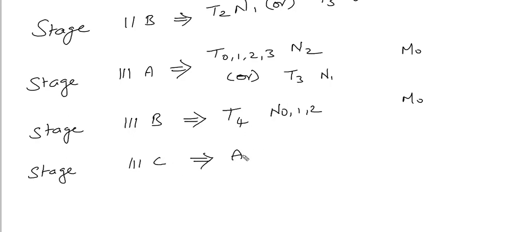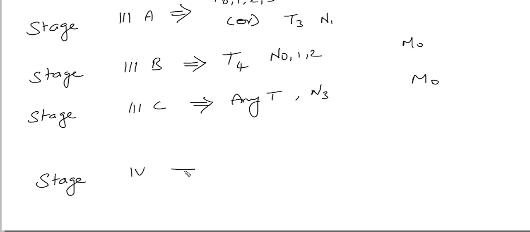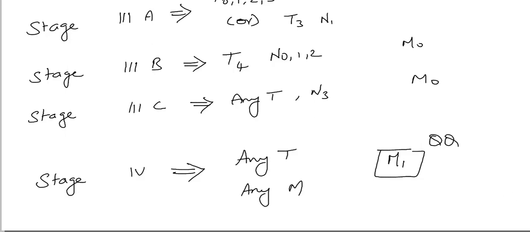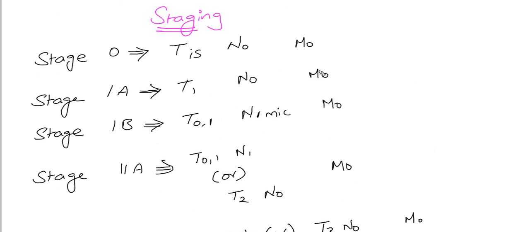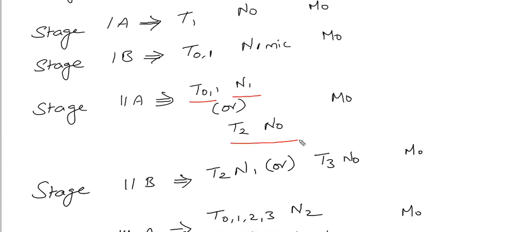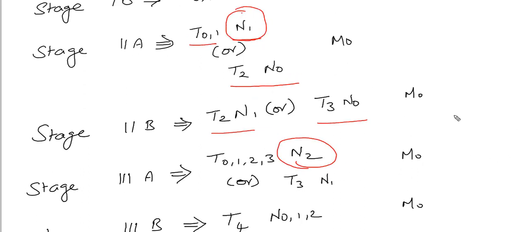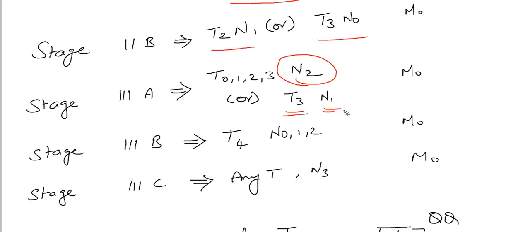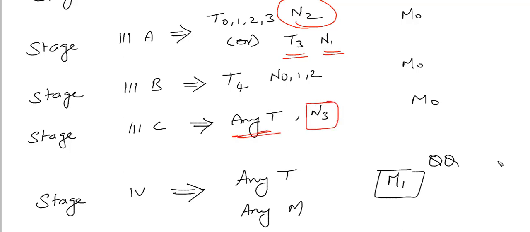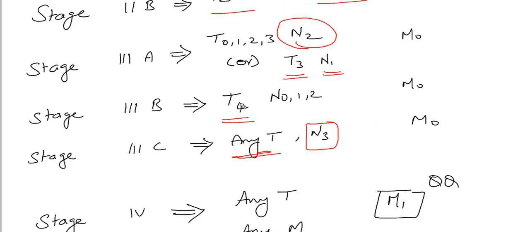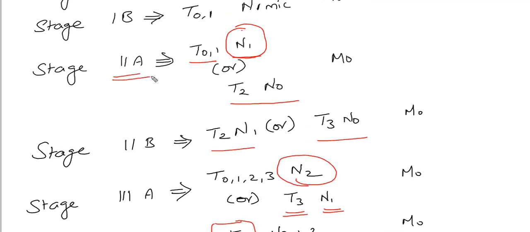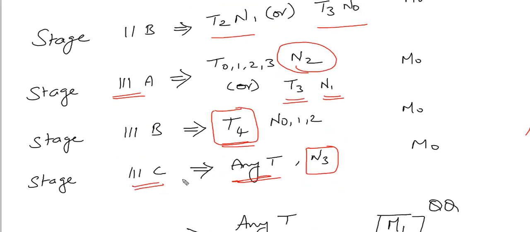And stage 3C is any T with N3 without distant metastasis. Stage 4 is any T, any N with distant metastasis, that is the key here. This comes under stage 4. We have to analyze this, and you have to remember this. Stage 2 and stage 3 are the most commonly asked questions. Major points: N1 starts from 2A, N2 starts from 3A, N3 is 3C, T4 is 3B. You have to remember these very important things: 2A N1, 3A N2, 3C N3. These are the focus points to be remembered.